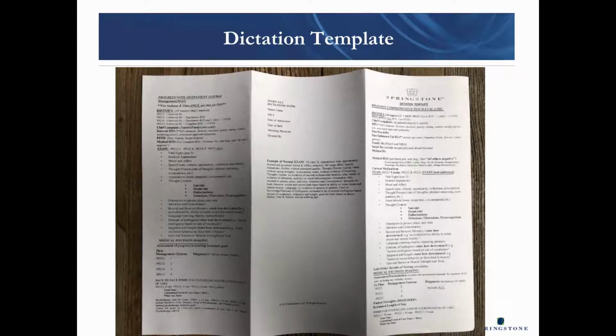On the back in the middle here, you can also see, if you look closely, that it says example of normal exam. There's just a dictation of a normal exam. Now obviously we would expect most of our patients don't have a normal exam, but the sections that would be abnormal, obviously you would change to whatever was abnormal. It's just there for your information. Also some information about dictation, what information has to be included, etc.